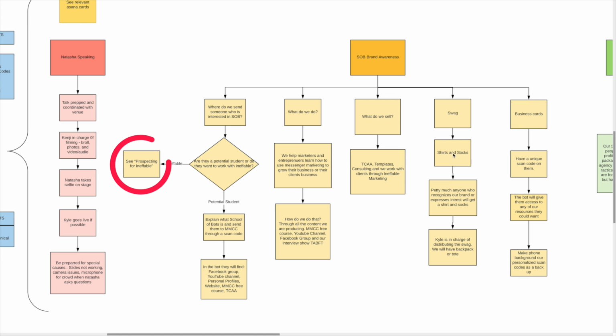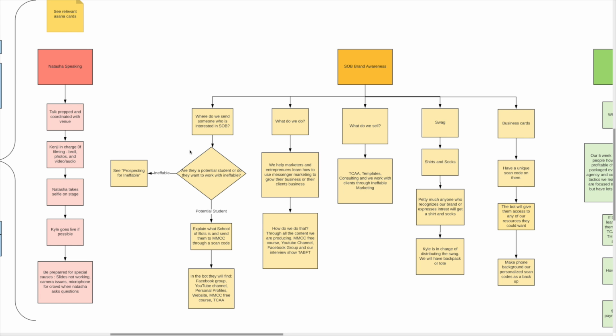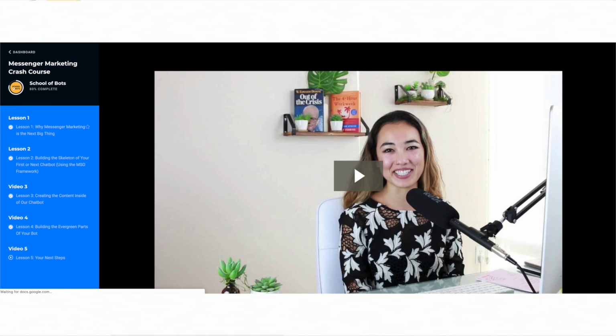If they are a potential student, we're going to explain what School of Bots is and send them to the Messenger Marketing Crash Course through our scan code, which is our free course. We don't have the exact nomenclature in this process. As you can see up here, there's a note card that says, see relevant Asana cards. For anything that goes into more detail, like the script for exactly how we explain what School of Bots and the Messenger Marketing Crash Course are, we have all of that information in relevant Asana cards for our team. So just so you know.